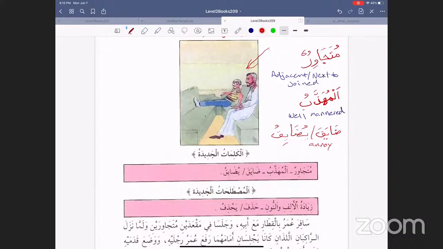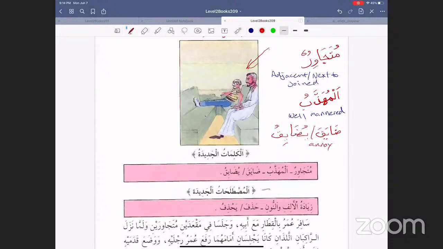Okay? ضايق يضايق. And if you remember, this is فَاعَلَ يُفَاعِلُ, it takes two parties involved. If you remember when we did the conjugation of فَاعَلَ يُفَاعِلُ, it involves two parties. Okay? So those are the new vocabulary words that they gave us.